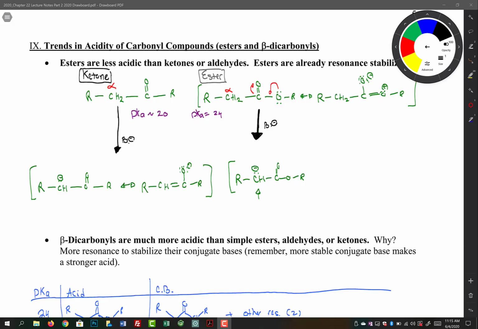We're going to take a look here at trends in the acidity of carbonyl compounds. So let's take a look first. Esters are generally less acidic than ketones. Let's see if we can figure out why that is.